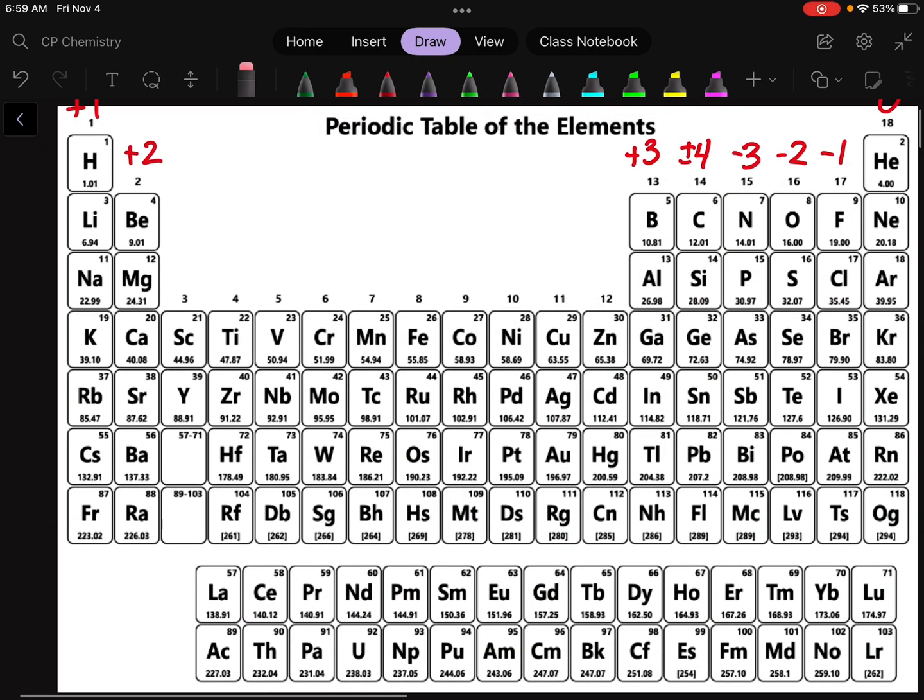Now on the periodic table, remember the metalloids, which are right about there, separate the metals, which are to the left, and the nonmetals, which are to the right. Okay, hydrogen is the only exception. It's a nonmetal.